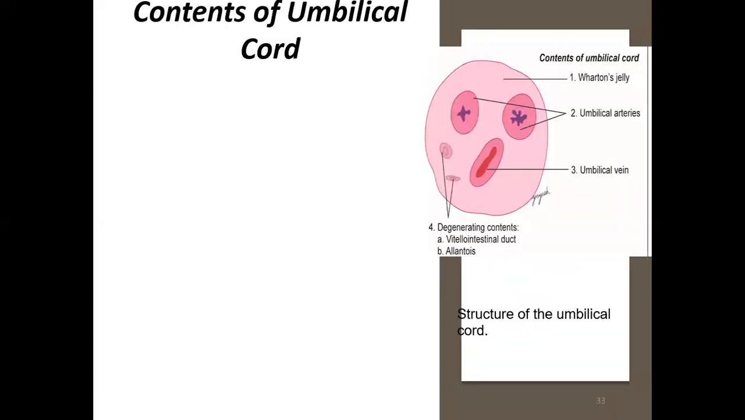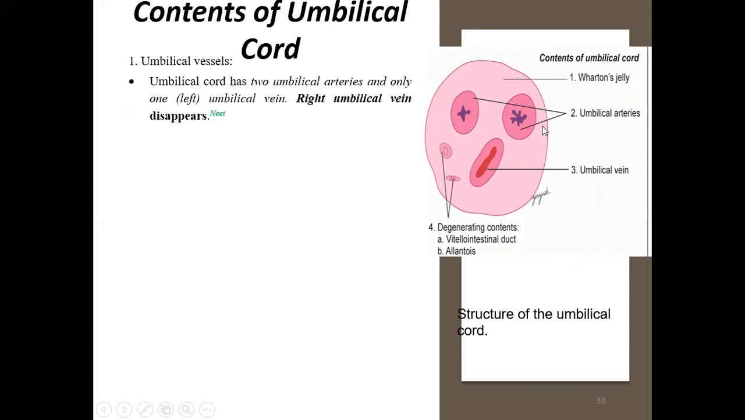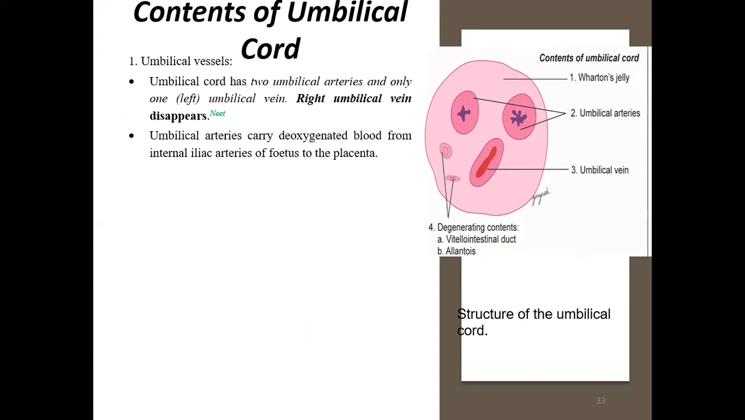So what are the contents of the umbilical cord? It has Wharton's jelly, two umbilical arteries and an umbilical vein. The umbilical arteries and veins come under umbilical vessels. So there are two umbilical arteries and one umbilical vein. Left is left, right will disappear.